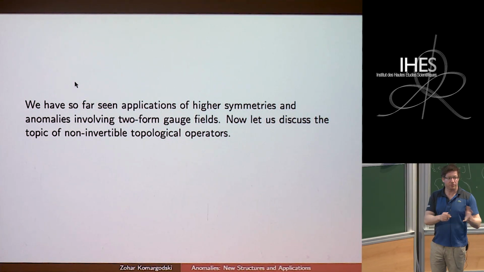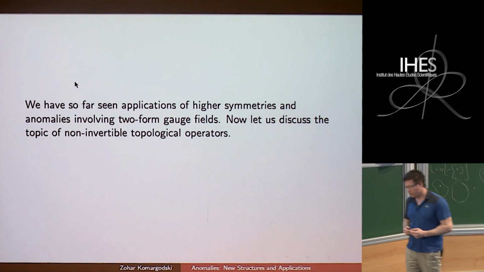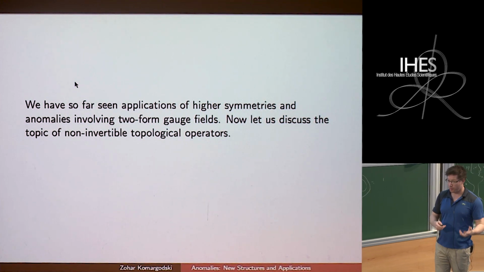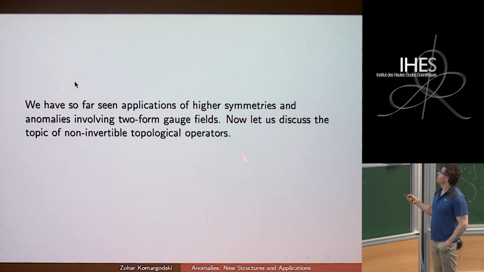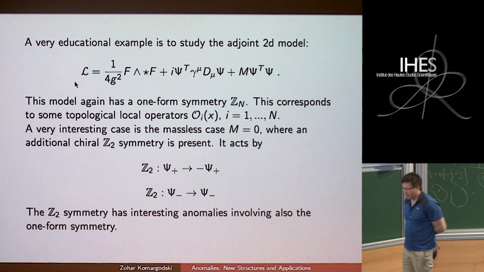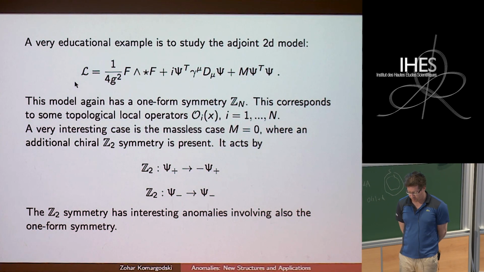So far I gave you 2 recent applications of the ideas of codimension 2 topological surfaces. There are also some papers that I didn't mention about codimension 3 topological surfaces. But now I want to talk about the non-invertible symmetries. So again, I'll start from an example. This is now 2 dimensions. This is the last example.